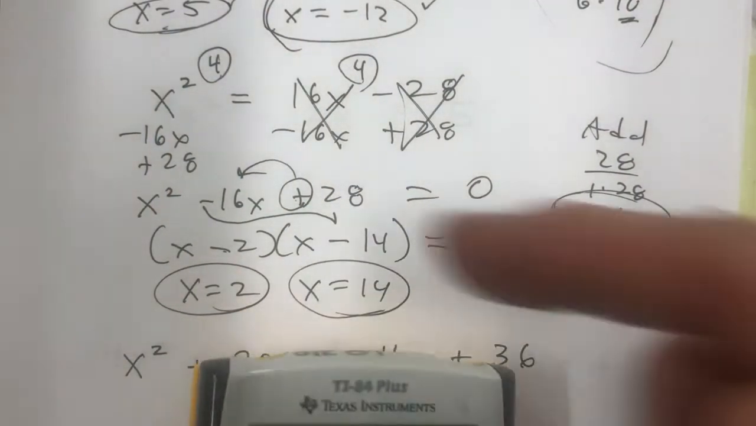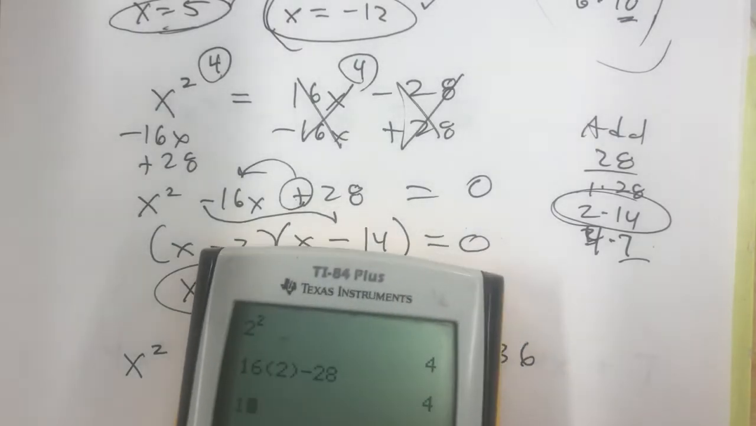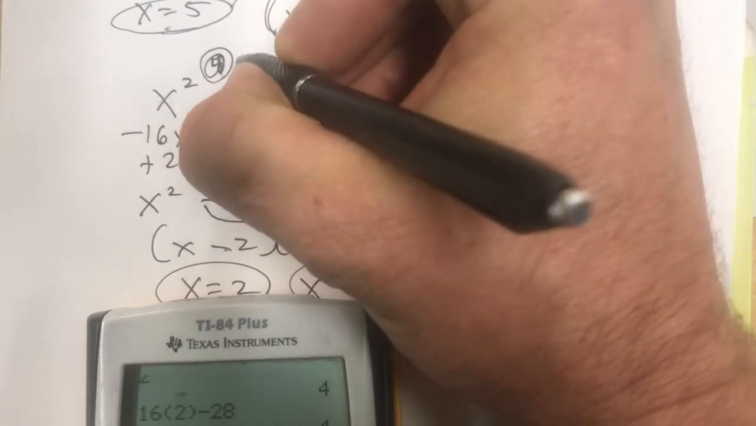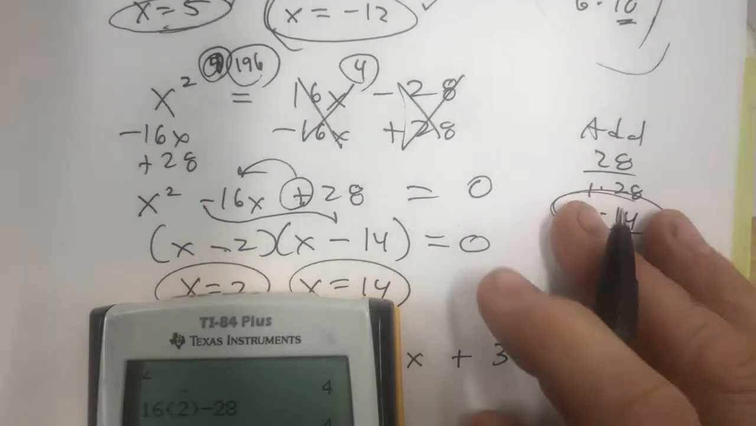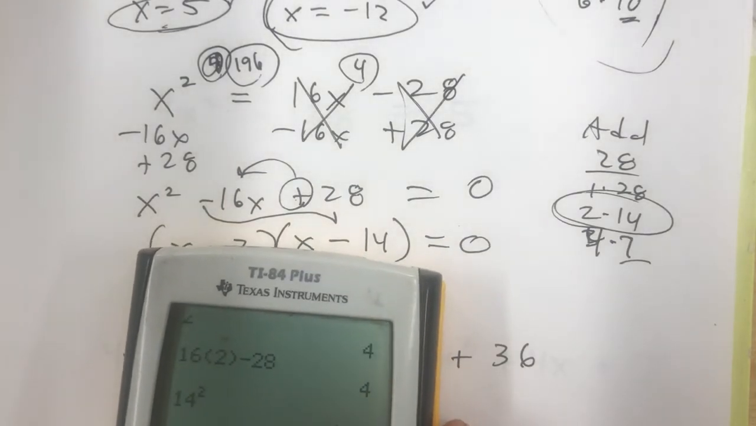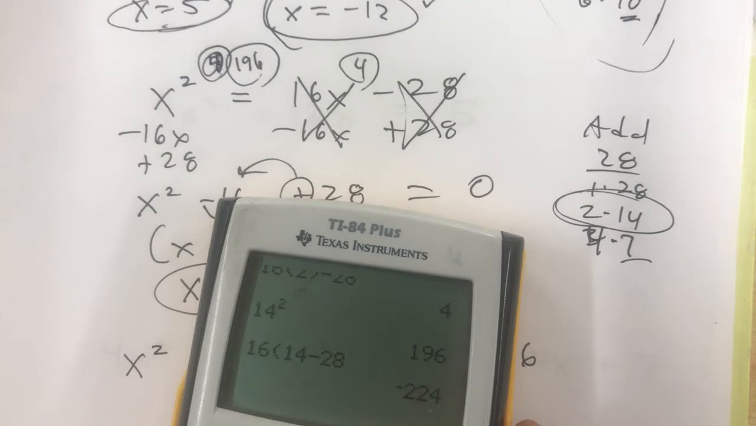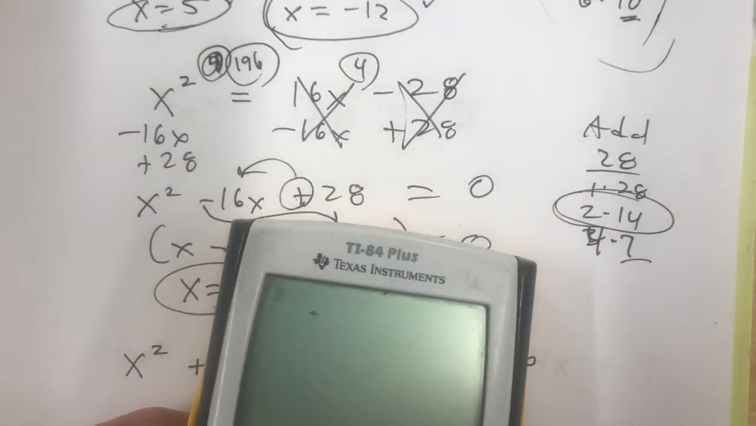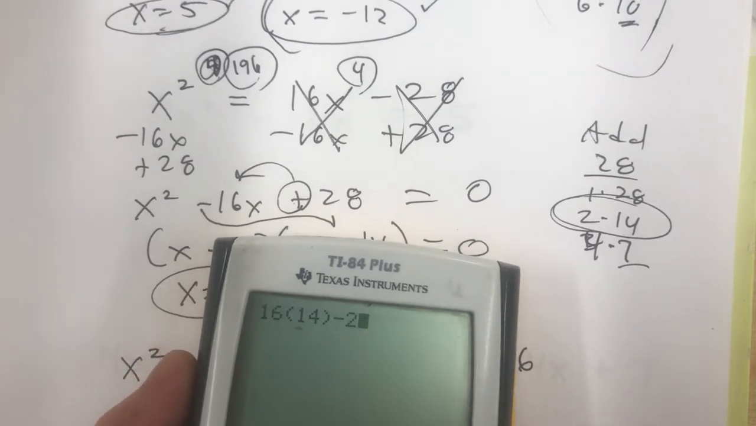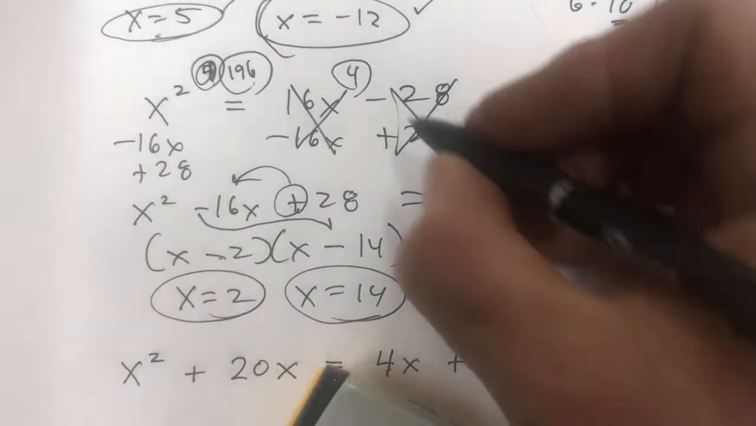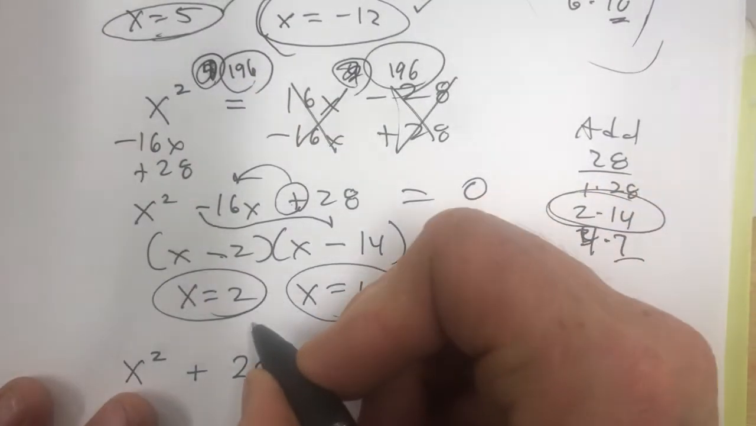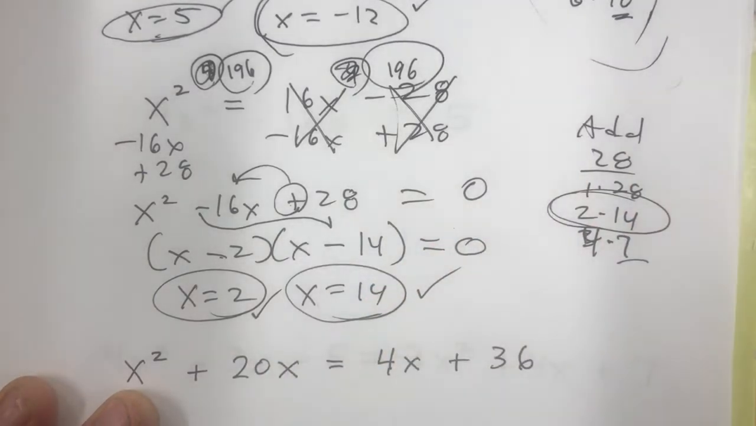Let's do the same thing for the 14. Let's put the 14 in. So 14 squared on this side, 196. All right, so I'm just going to put 196 right here now. Now if I put 14 on this side, all right, 16 times 14 minus 28, and sorry, I didn't notice I made a mistake there. 16 times 14, I didn't put my parentheses there. Minus 28, 196. I got the same thing on both sides, so that tells me both of these are true answers.